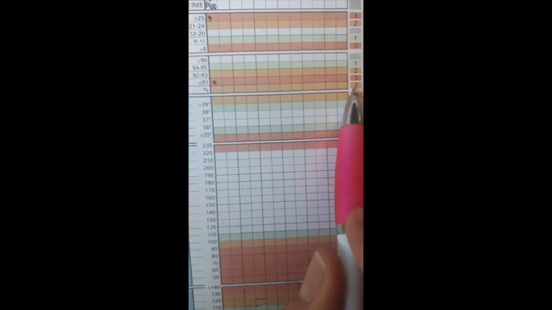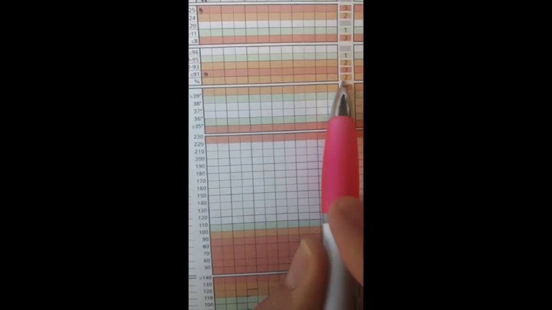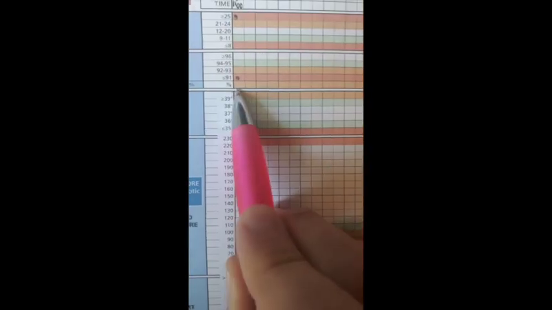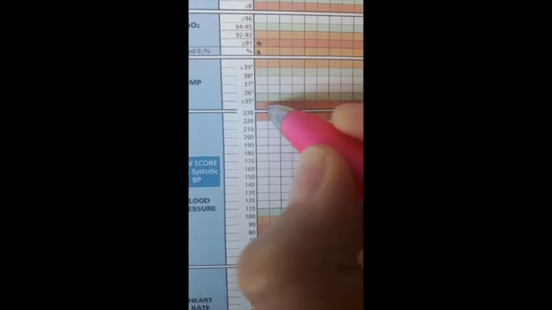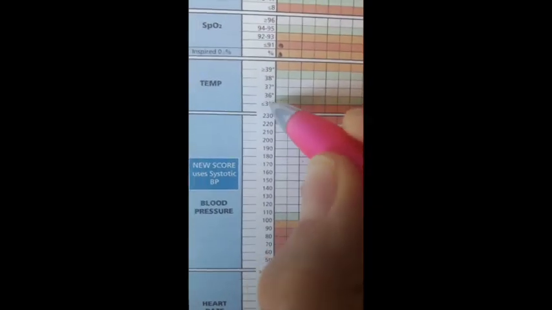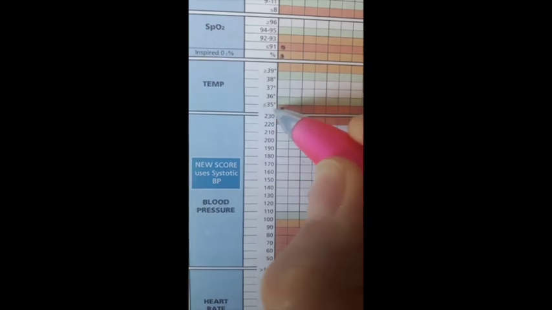If we were to start him on some oxygen just now, which we would do as his oxygen levels are below 95, he would score 2 for having some additional oxygen. So you could request a member of staff fetch the oxygen and commence that. His temperature is 34.9, which again goes into this box because it's less than or equal to 35 degrees.